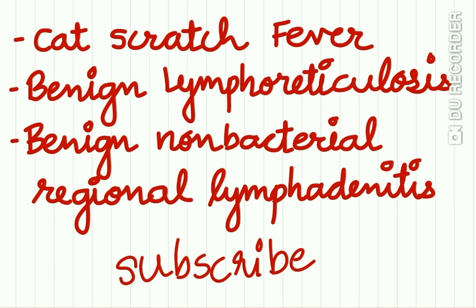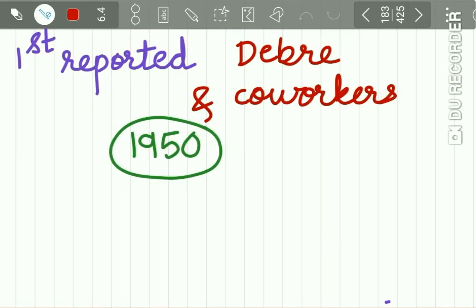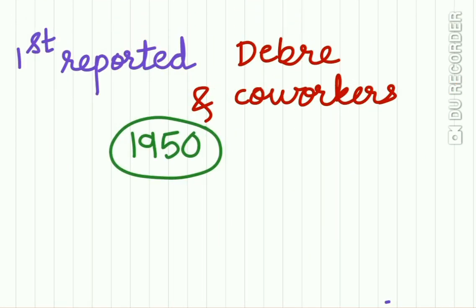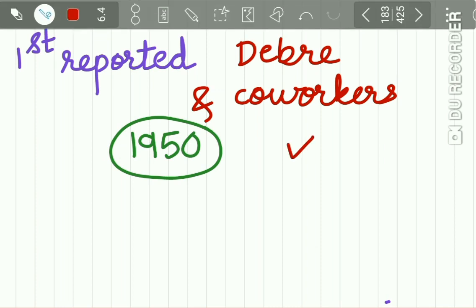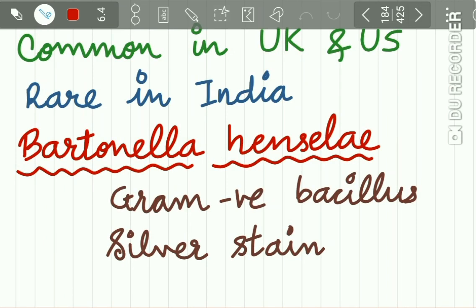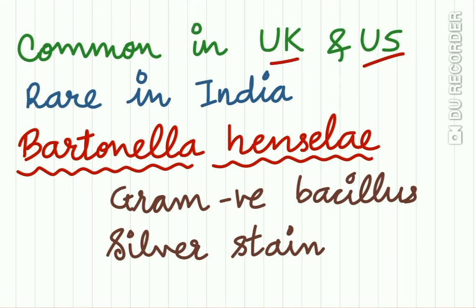So cat scratch disease, the other names of cat scratch disease are cat scratch fever, benign lymphoreticulosis, benign non-bacterial regional lymphadenitis. So remember these three alternative names for cat scratch disease. The disease was first reported by Debre and co-workers in the year 1950. It is common in UK and US and it is rare in India. The causative organism is Bartonella henselae.